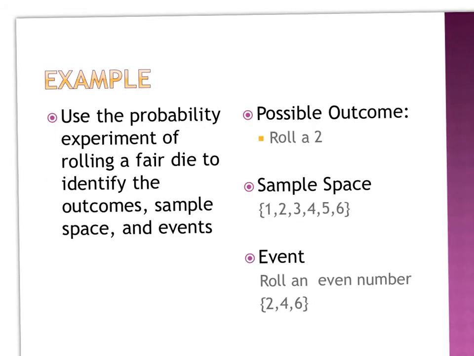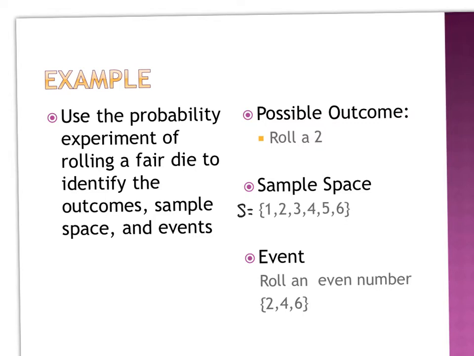So here's an example. Let's say we roll a fair die, and I want to identify the outcome, sample space, and event. Well, the outcomes of rolling a fair die is you can roll a 1, a 2, a 3, a 4, a 5, or a 6. Those are all the possible outcomes. If we list those possible outcomes, we get a sample space of S equals {1, 2, 3, 4, 5, 6}. An event is any specific outcome that we're actually interested in.